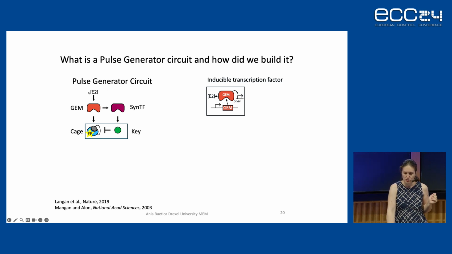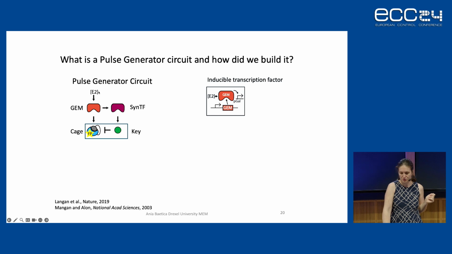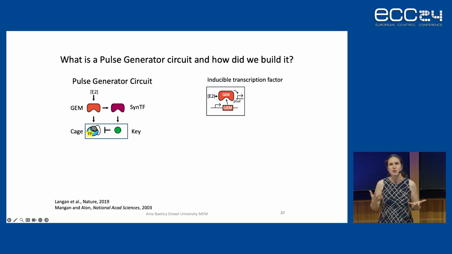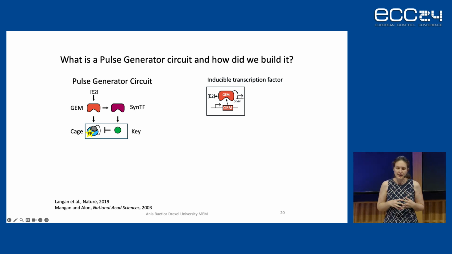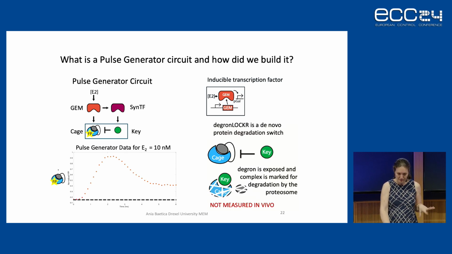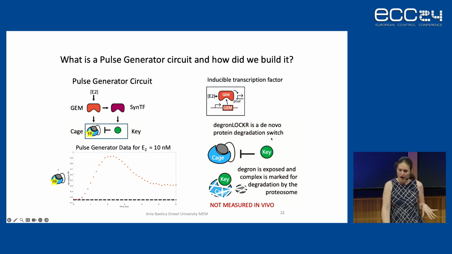So if you induce it with inducer estradiol, then this quickly activates the cage, but in a delayed manner through the CNTF, and the key then represses the cage. And the cage is what we measure because it's tagged with yellow fluorescent protein, so we can quantify that in our experiments. So as I mentioned, this creates a pulse of gene expression over here.